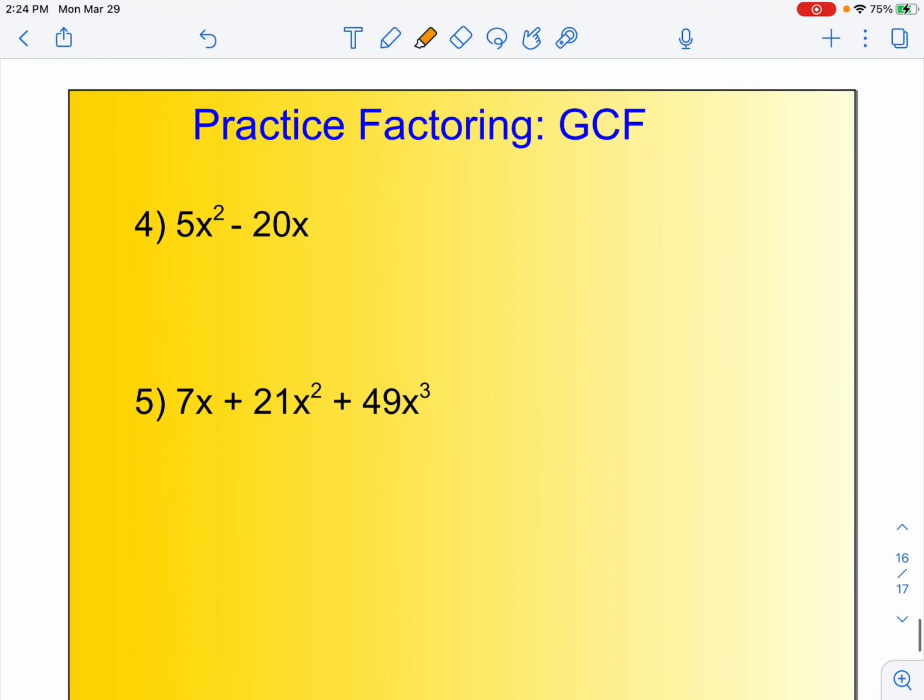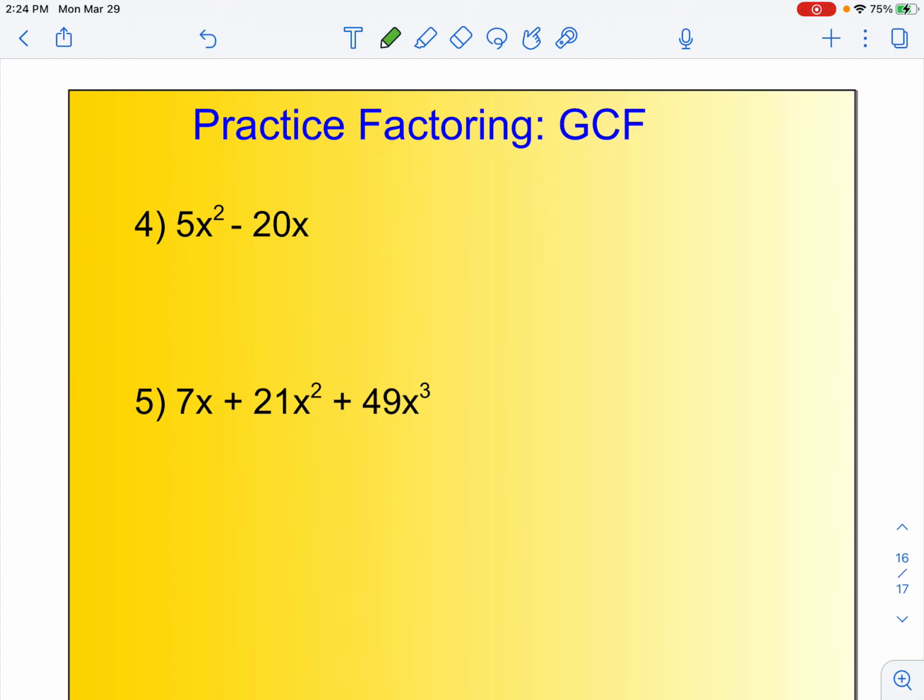And I know this can be tough, but keep practicing, keep trying, okay? Why don't you try number 4 on your own, stop the video, try number 4, and then restart it, and I will explain the process again.